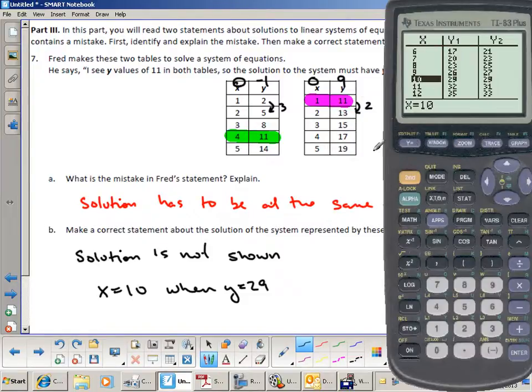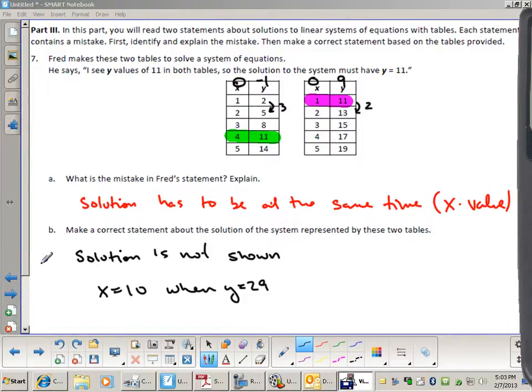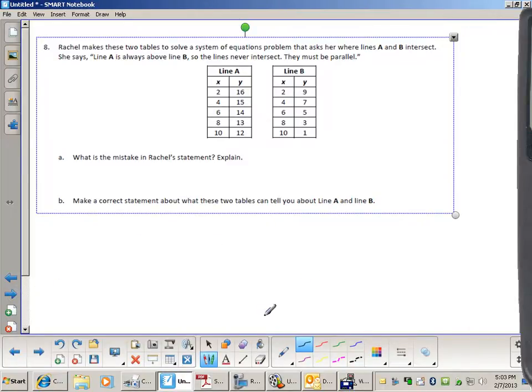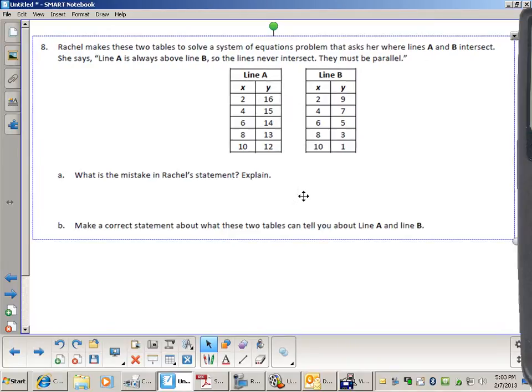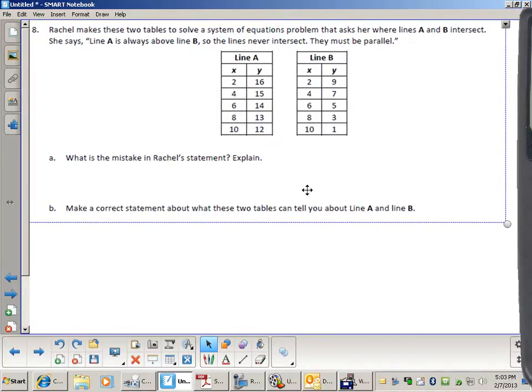Okay, so we have some more mistakes. It looks like Rachel's making a mistake. Rachel makes these two variables to solve a system of equations problem that asks her where lines A and B intersect. She says line A is always above line B, so lines never intersect, they must be parallel. So let's check this out.